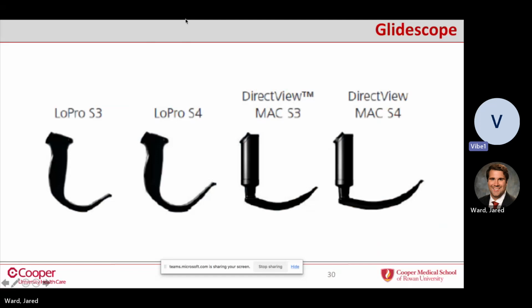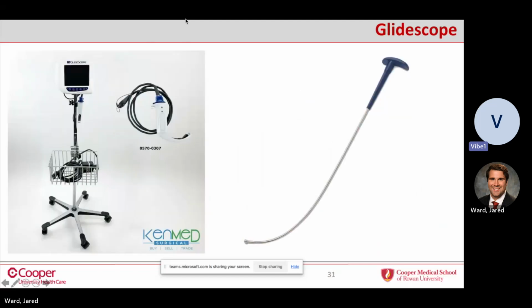My default would always be either a 3 Mac or a 3 hyperangulated, and only in certain scenarios, where I don't know if this is big enough, would I ever go up to a 4. That being said, if I'm looking through the cart and all I see are 4s, I'm not going to ask for a 3. I'm just going to go for a 4.